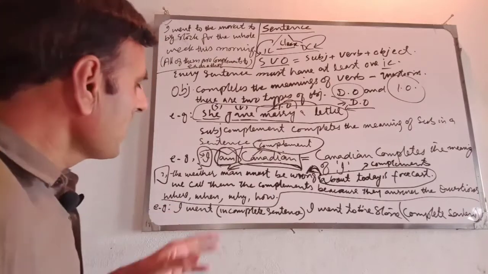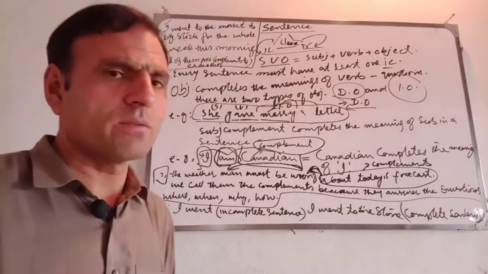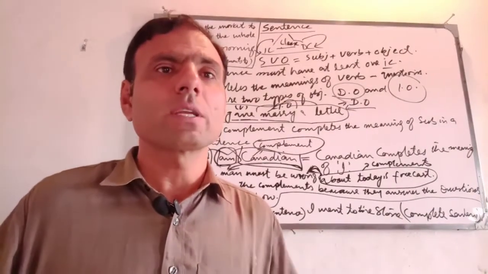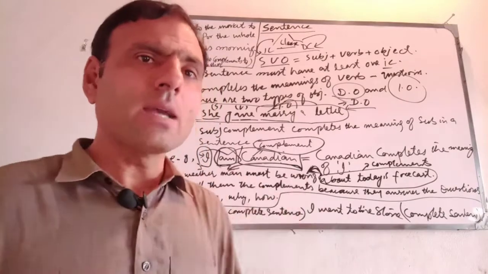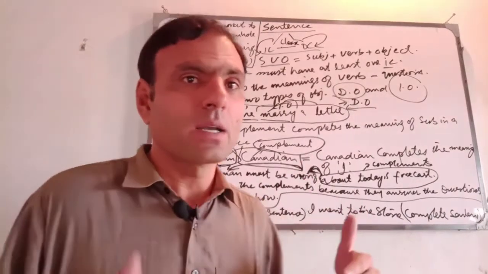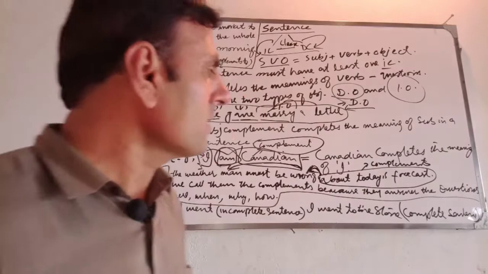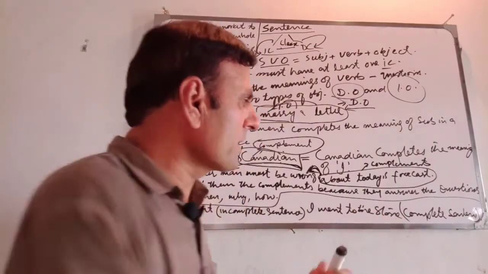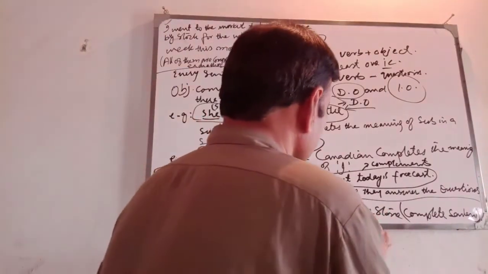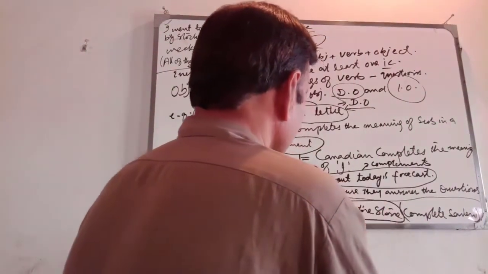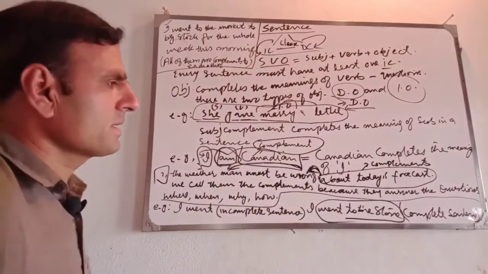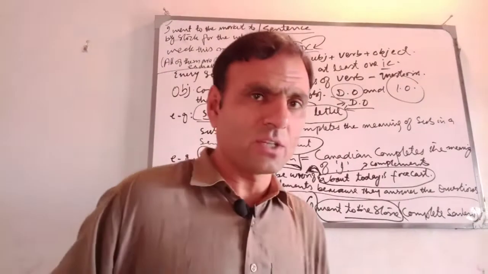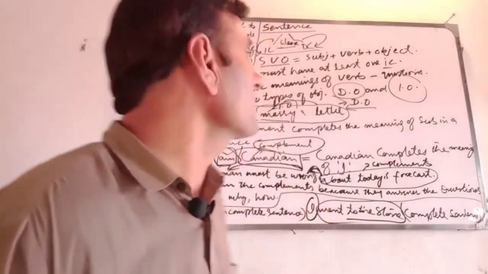For example, "I went." What does it mean? Where did I go? Someone can ask, where did you go? I have to complete it with a complement. See here: "I went to the store." Now "to the store" is the complement of my subject. So a complement tells us about the function or the completion of a subject's purpose.